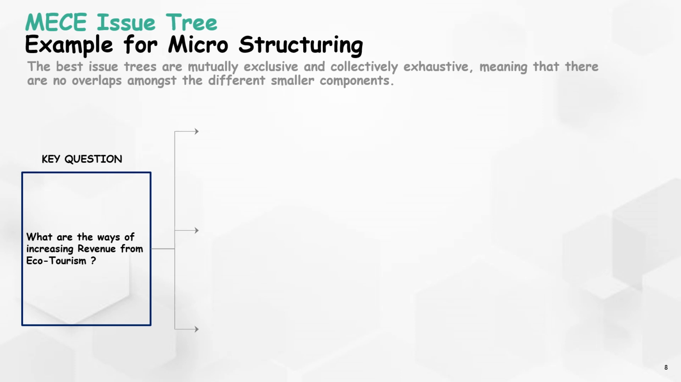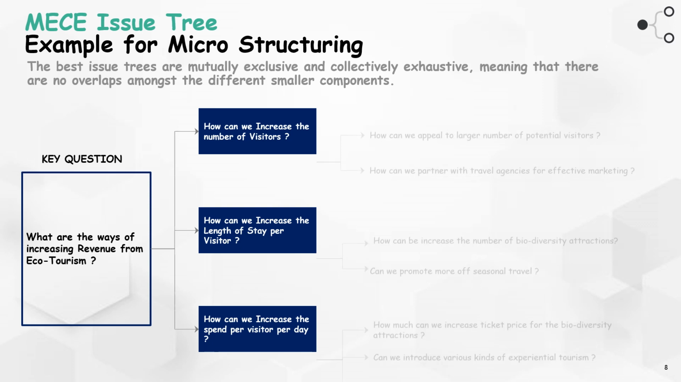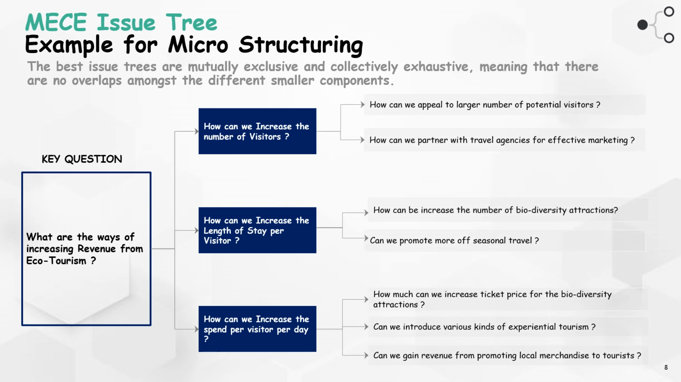Now, an example here: the key question is, what are the ways of increasing revenue from ecotourism? I start by breaking it down into major questions which contribute towards the revenue from ecotourism. First question, how can we increase the number of visitors? Then the other 2 contributors are how to increase the length of the stay per visitor, and finally how to increase the spend per visitor per day. Now there are a few more questions which I would be interested to ask, which you can see in the third column.